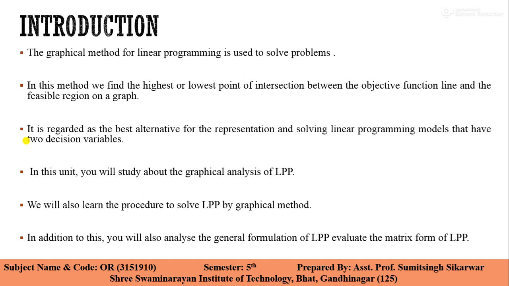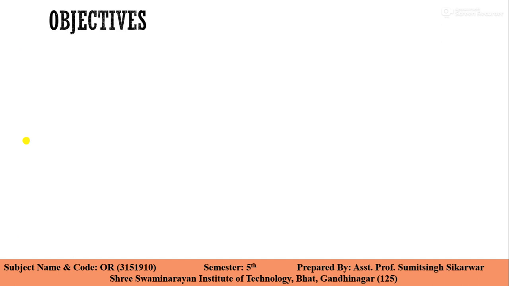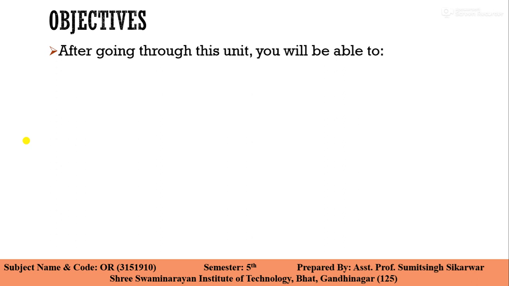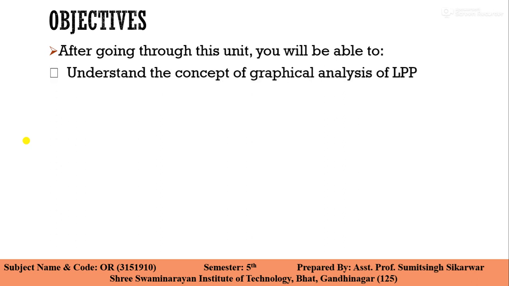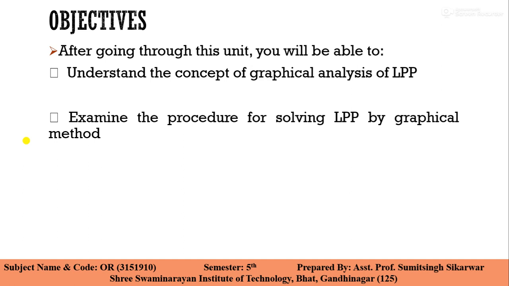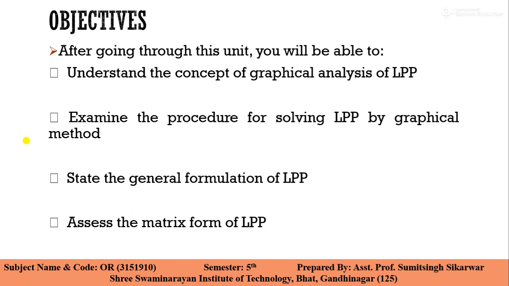Now let us move on to objectives of linear programming. After going through this unit, you will be able to understand the concept of graphical analysis of linear programming problem. We will examine the procedure for solving linear programming problem by graphical method. We will state the general formulation of linear programming problem. And finally, we'll try to achieve the matrix form of linear programming problem.